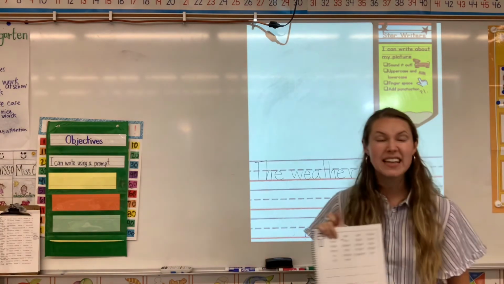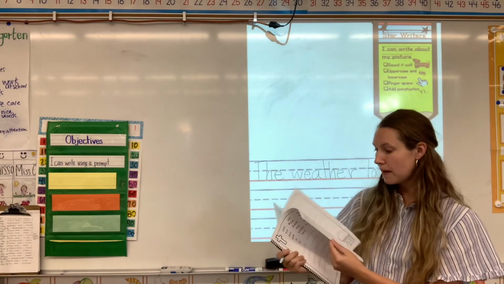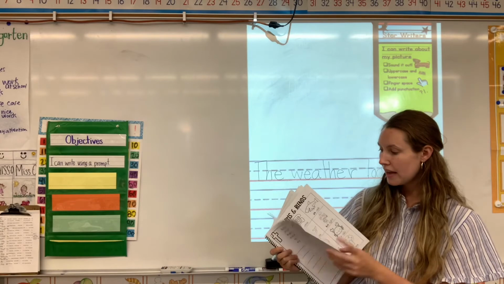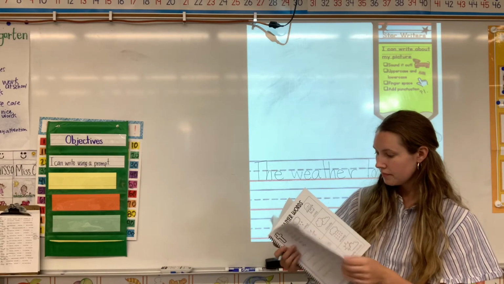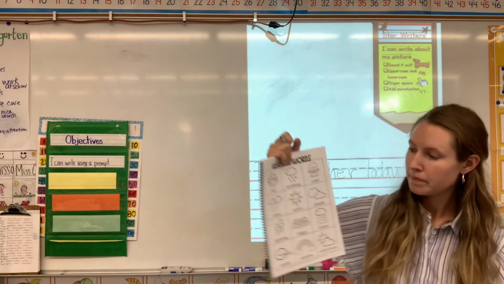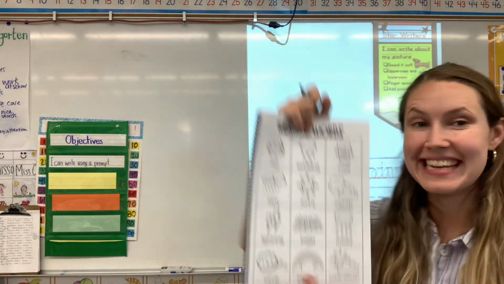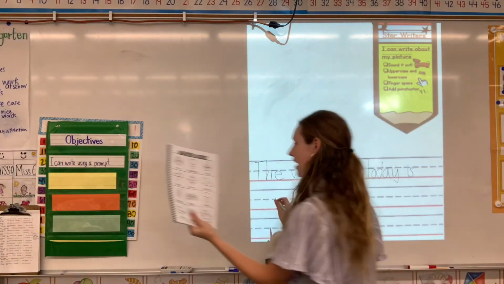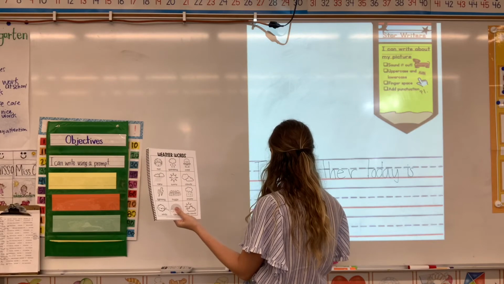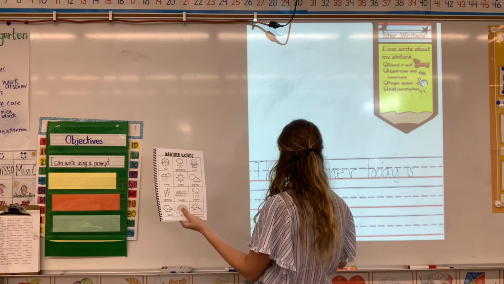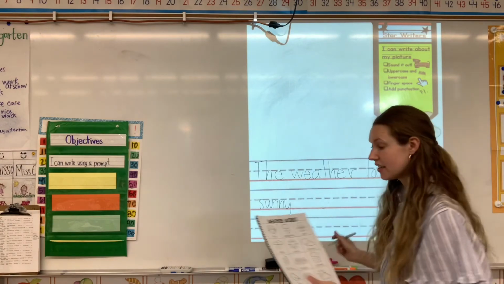And maybe I want to write sunny. And I can check to see how to spell sunny using my word bank about weather words. And I see the sun here, and it says sunny. Sunny. And it says S-U-N-N-Y. Now I also said it was hot, so I'm going to write sunny and hot.